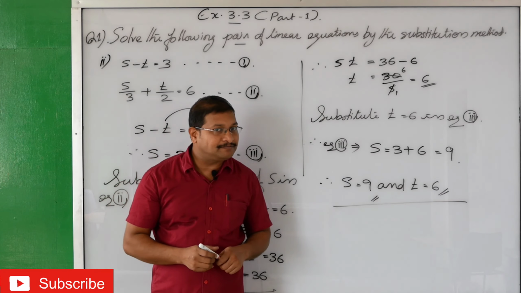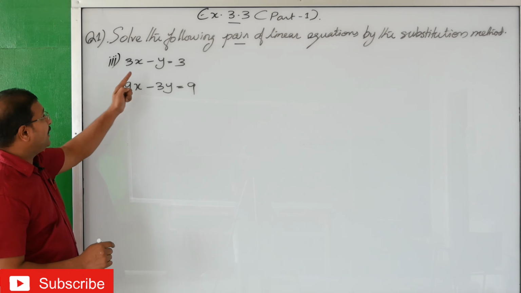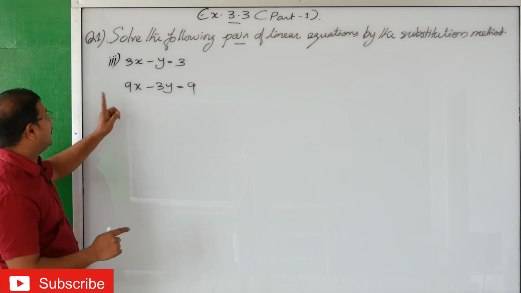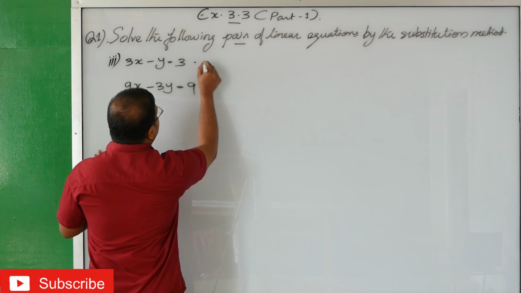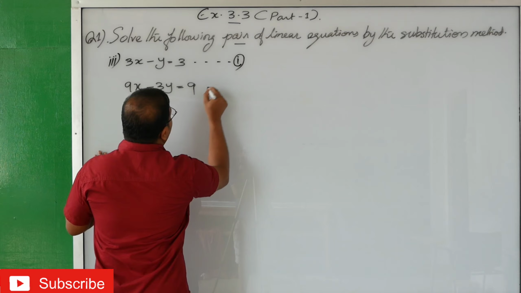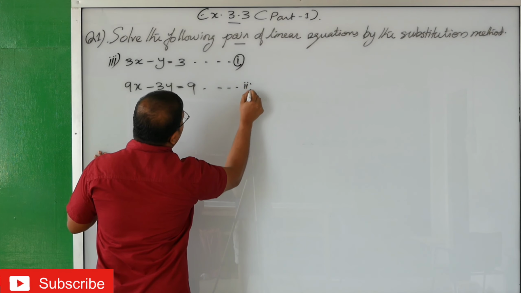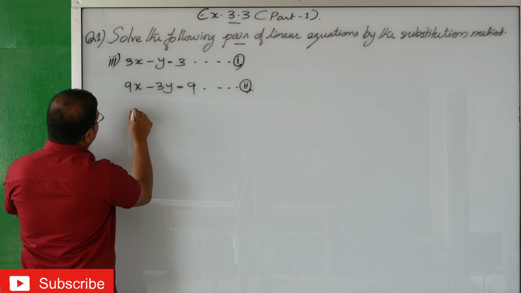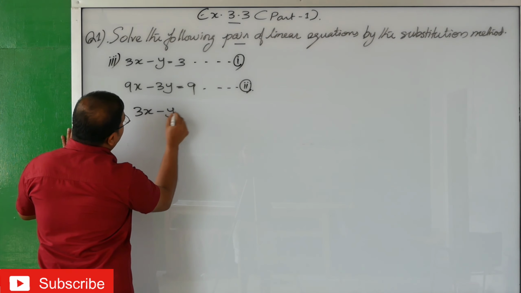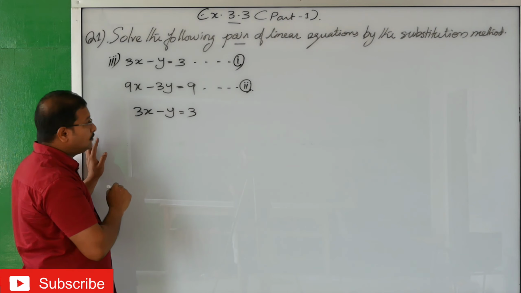Let's go to the next question. Let's see question number 3. 3x minus y equals 3. After that, 9x minus 3y equals 9. The first one is equation number 1 and the second one is equation number 2. Now we'll take the first equation one more time: 3x minus y equals 3.